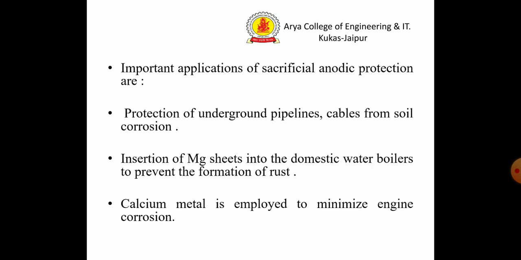Important applications of sacrificial anodic protection are protection of underground pipelines and cables from soil corrosion, insertion of magnesium sheets into domestic water boilers to prevent the formation of rust, and third, calcium metal is employed to minimize engine corrosion.